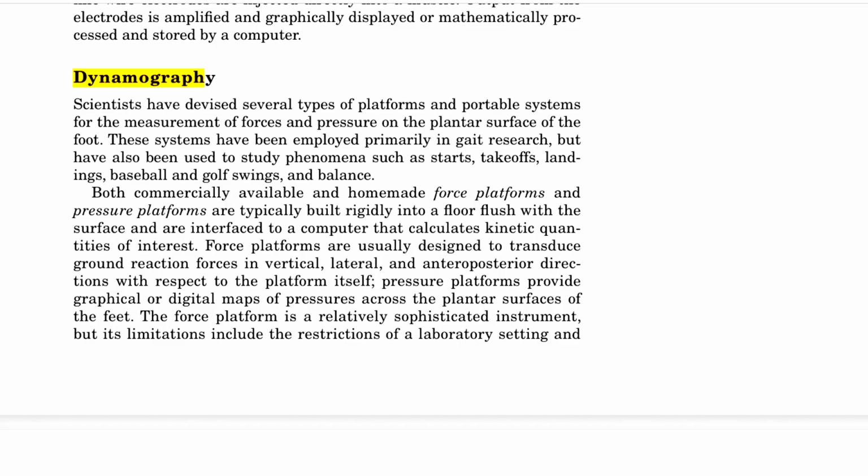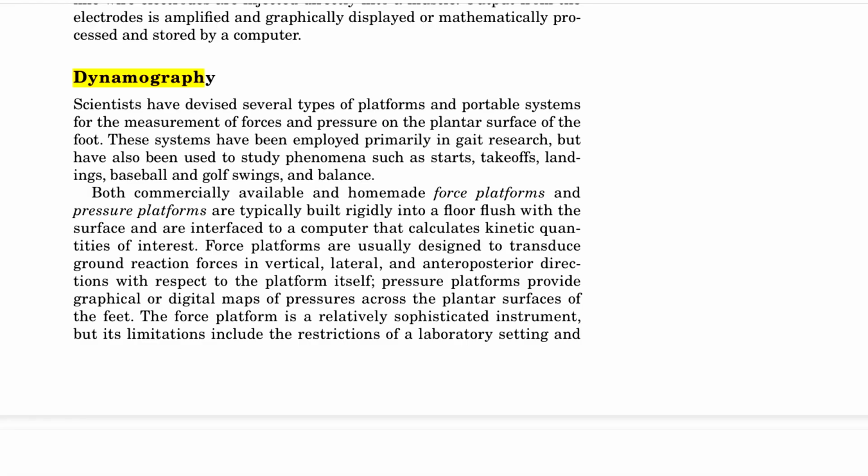The definition of dynamography is basically the measurement of forces and pressure on the plantar surface of the foot, majorly using platforms or portable systems. So it is basically some kind of advanced system. We can use it for many things like gait research on walking patterns or running patterns. It is also used to study jump take-offs, landings, balance control, and sports movements like golf swings and baseball swings.